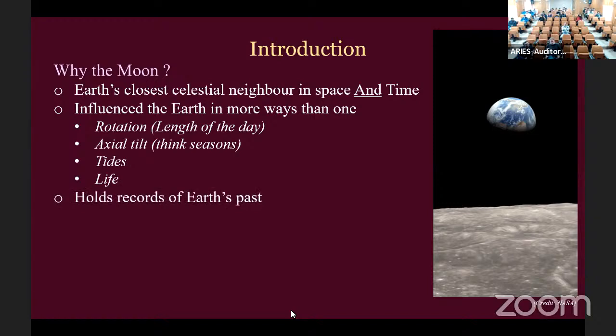As I was saying, that moon has almost been there for the same duration that Earth has been around. So it holds a lot of records of Earth's past. Some of those records are direct, some of them are indirect. So the first one is the record of impact cratering.